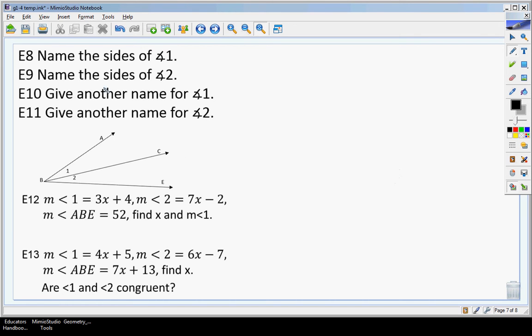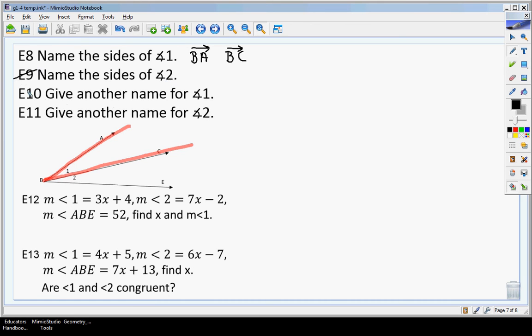Next then, I'm going to skip some of these. They're all the same. Example 8, it says name the sides of angle 1. Here's where angle 1 is. It says name the sides. The sides are rays that have a common endpoint. Ray BA is one side. What's the other side? Ray BC. Those are the sides of the angle.